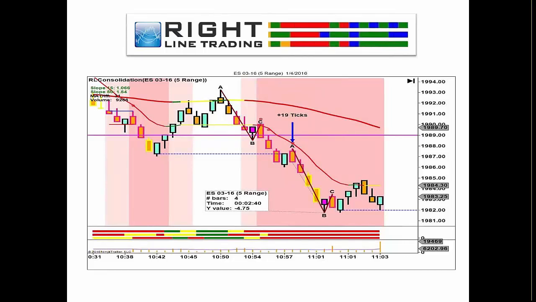Here's down for 19 ticks. If you know the direction of institutional money flow, and you're trading in the direction, the multi-time frame alignment, and you take a trade right off resistance on a pullback into resistance to the downside, you've got yourself a very low risk, high reward trade.